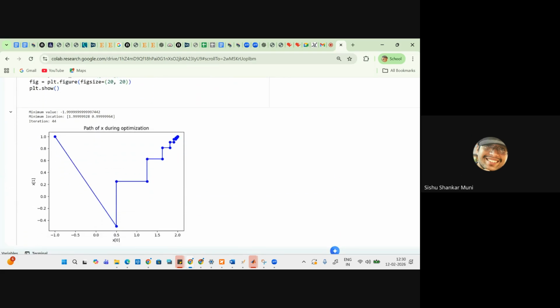Yes. See, this is something very interesting. You can see the minimum value it attained is -2, and the location is 2, 1. And how many iterations did it take? Only 44 iterations. Previously you took how much? 1993. So about 2000 iterations it took for constant step size, whereas if you use partial optimization with the Armijo condition, it took only 44 iterations.